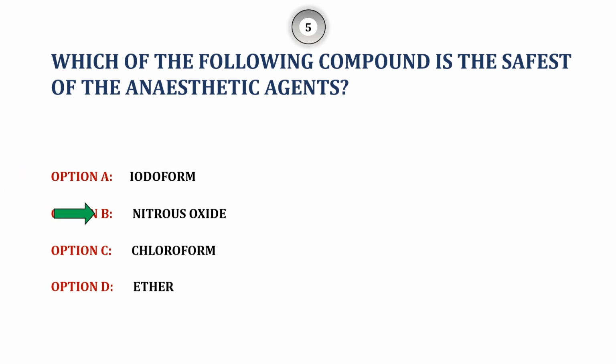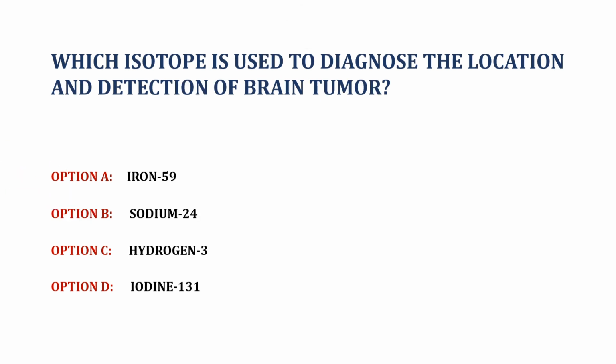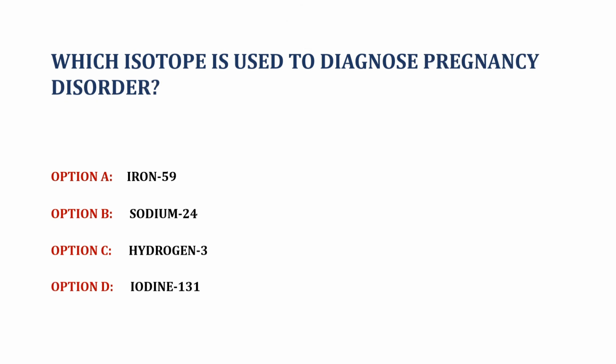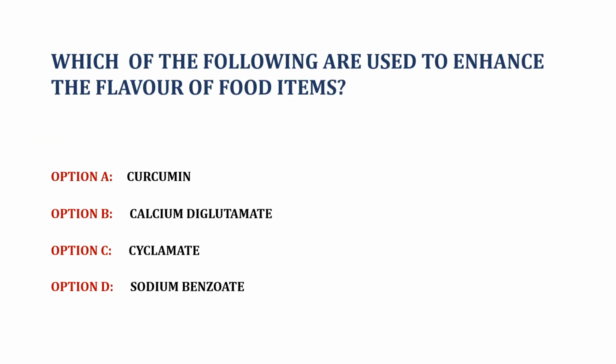Option B, nitrous oxide. Which isotope is used to diagnose the location and detection of brain tumor? Option D, iodine 131. Which isotope is used to diagnose pregnancy disorder? Option A, iron 59. Which of the following are used to enhance the flavor of the food items? Option B, calcium diglutamate.